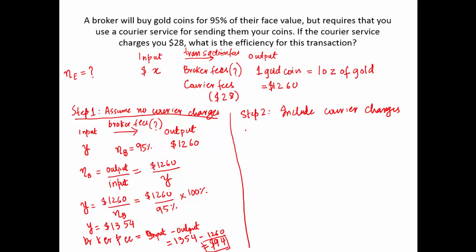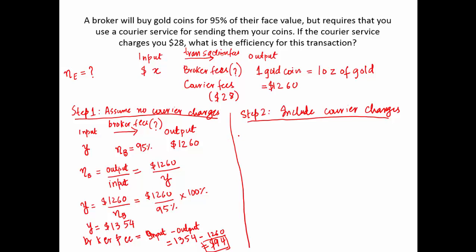So we have input. Our input is unknown, or is it known? We determined our input in the previous example, this Y, was $1,354. The question you might ask is if that's the same input as this one. And the answer is no. This input is different from that input. And the reason is, in that case, we assumed no courier charges. So if we include the courier fees, our input will increase, right? We have some of our input going to courier charges.